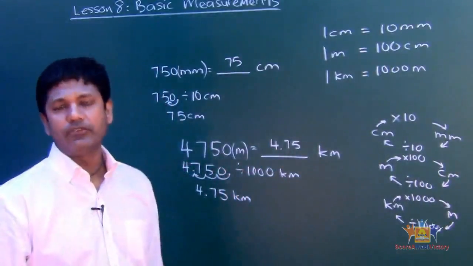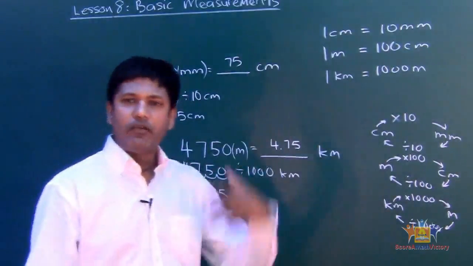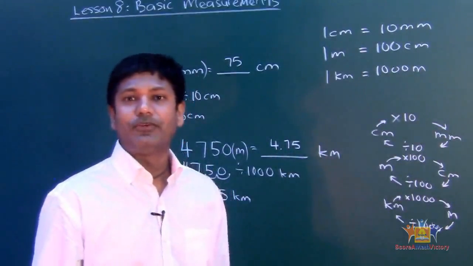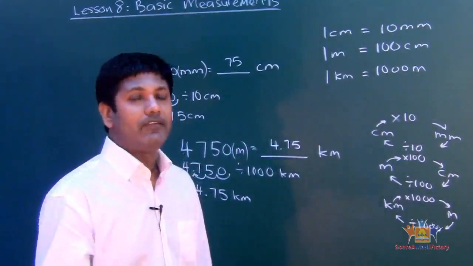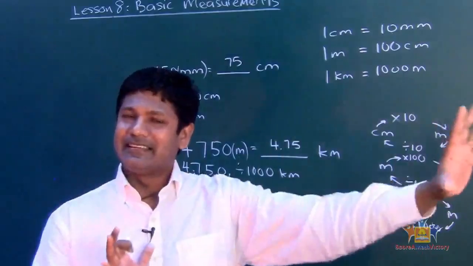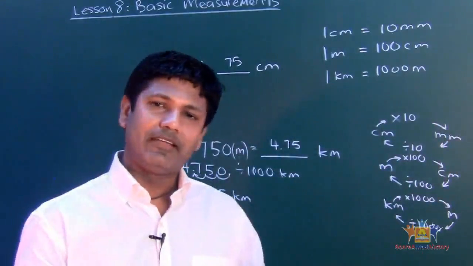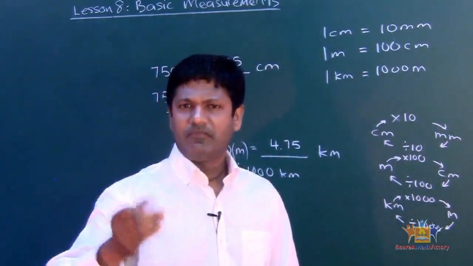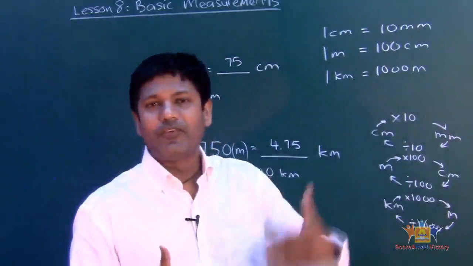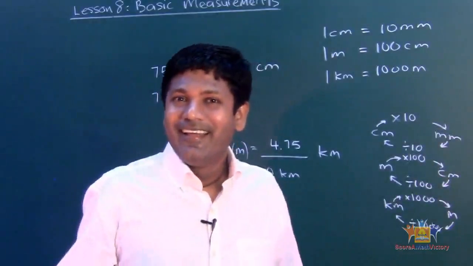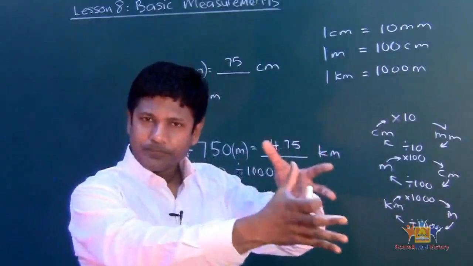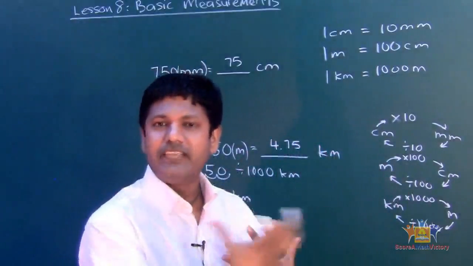See, this is such a big number. If I say 4,750 meters from here to the shop, you're like, whoa, 4,750 meters, what is that? If I told you 4.75 kilometers, then you'd say, oh, because you're familiar with the distance in kilometers. Oh, 4.75 kilometers. That's pretty much 5 kilometers from my house to the school, so I know how far it is from here to the shop. See, it helps you comprehend the length much easier.